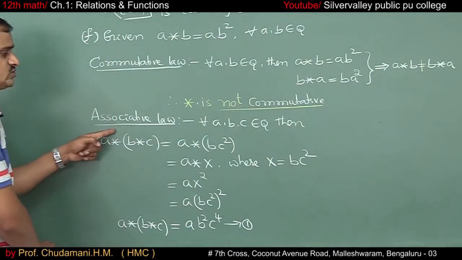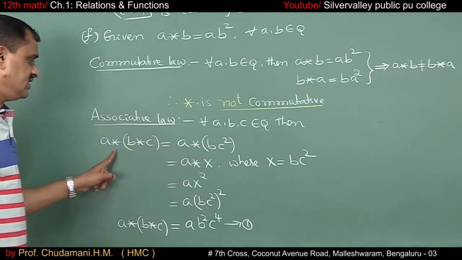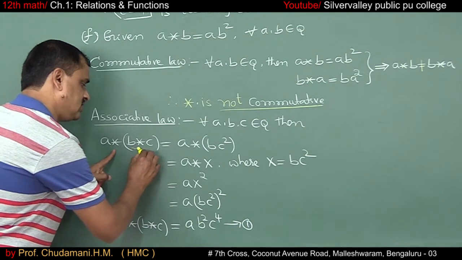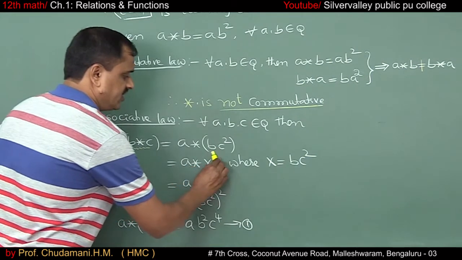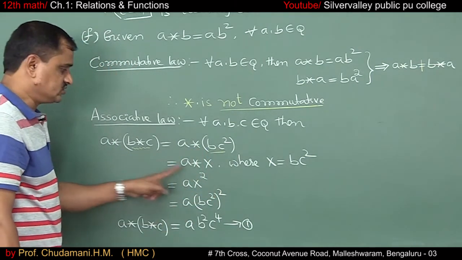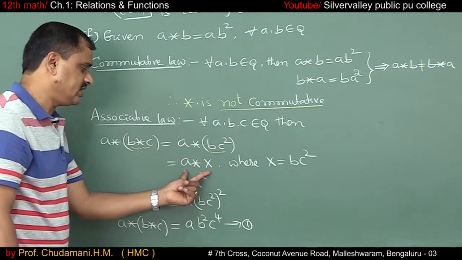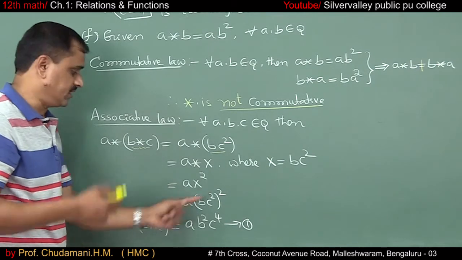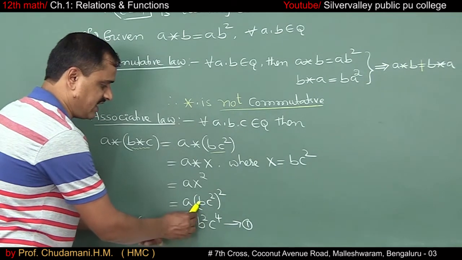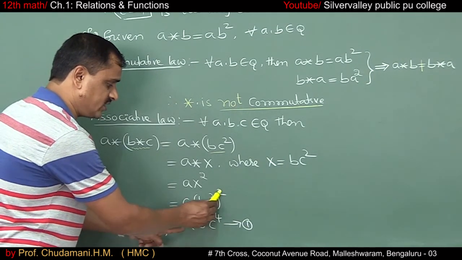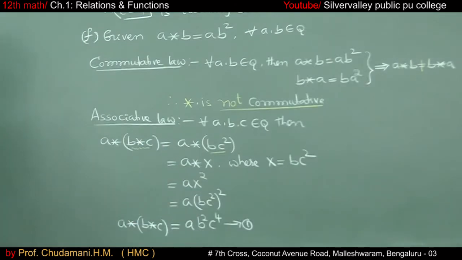Let us verify associative law. For all A, B, C belonging to Q, consider A star (B star C). B star C is what? B C square. Let me denote this as some X. So that A star X, where X equals B C square. A star X can be written as A X square. That is A into (B C square) the whole square, means A B square C to the power 4. That is A star (B star C). Call it equation 1.